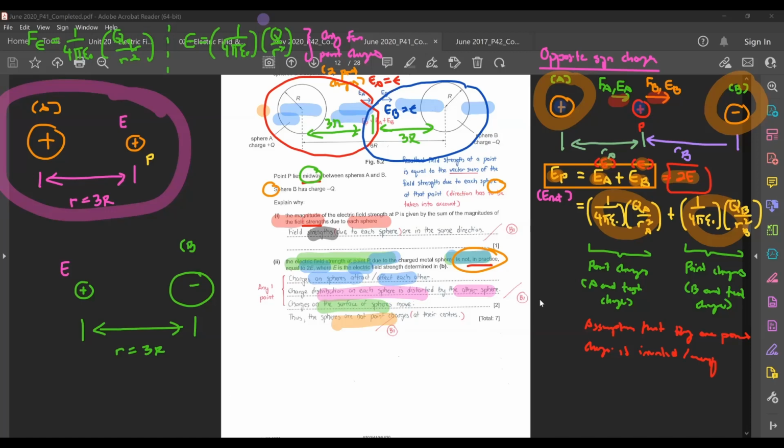Therefore, this one would be invalid, which would then tell you why this one cannot be 2E. Maybe I should write this here: these are, in other words, reasons why an object is not a point charge.